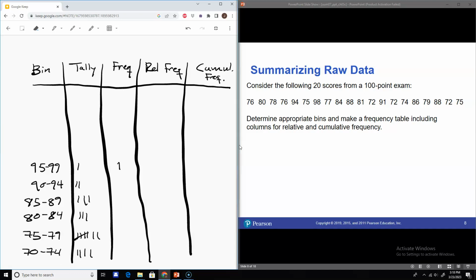So the frequency, we've got 1 count, 2 count, 3, 7, and 4.